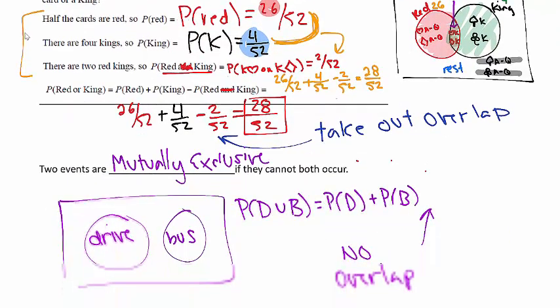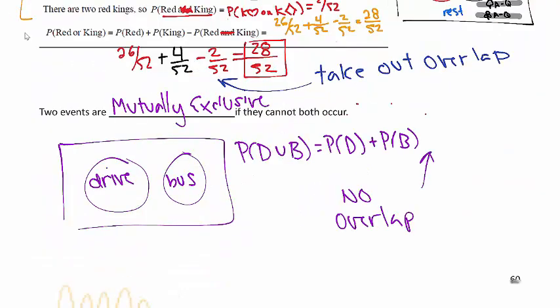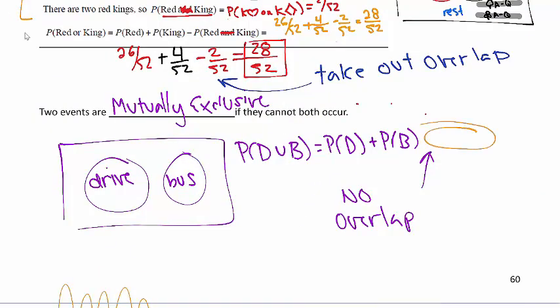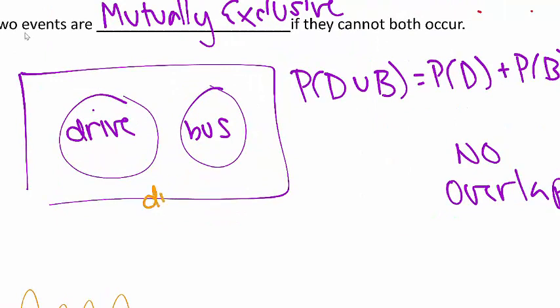Which is what I have written down here for you. It takes out the overlap. Lastly, a new vocab word. What do you do if there is no overlap? It's called mutually exclusive. Again, you could drive to the bus stop and then ride the bus to school, but normally you either drive to school or you take the bus. So they don't overlap, and there would be no overlap to subtract. Mutually exclusive, or another word for this is disjoint, means they can't happen at the same time.